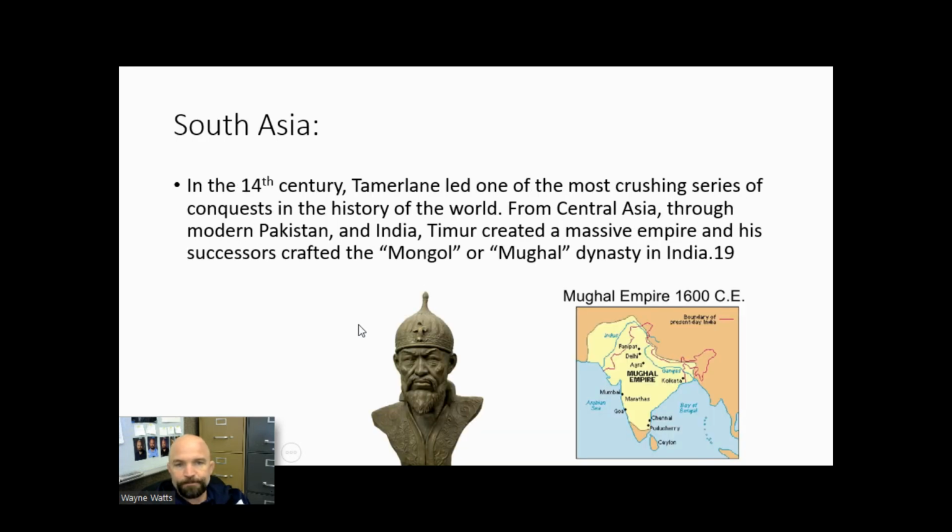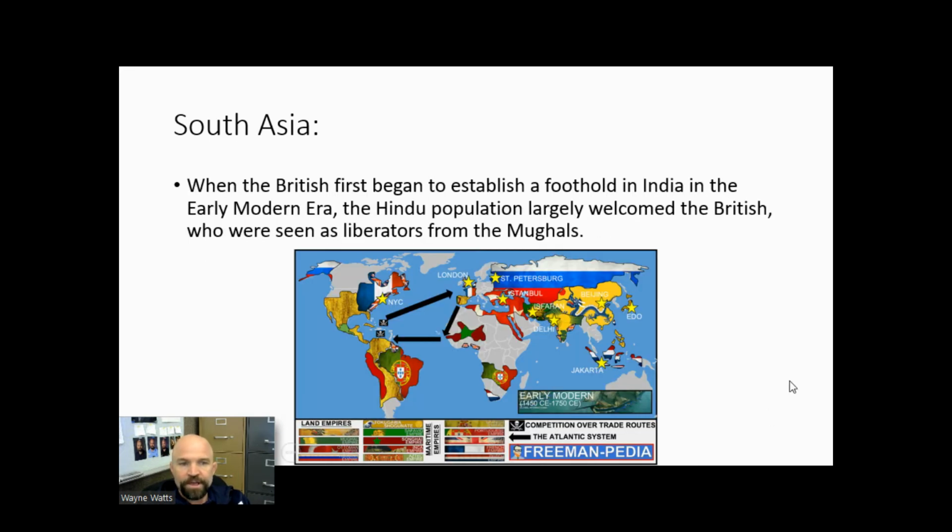In the 14th century, moving on to South Asia, Tamerlane led one of the most crushing series of conquests in the history of the world. From Central Asia through modern Pakistan and India, Timur created a massive empire, and his successors crafted what we know as the Mongol or the Mughal dynasty in India. When the British first started getting a foothold in India in the early modern era, the Hindu population largely welcomed the British, who were seen as liberators from the Mughals.